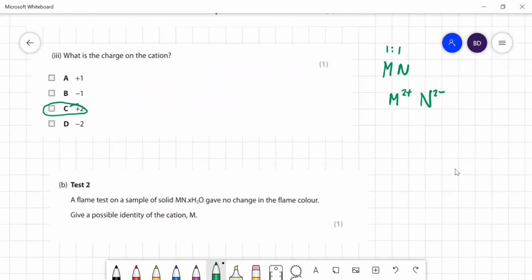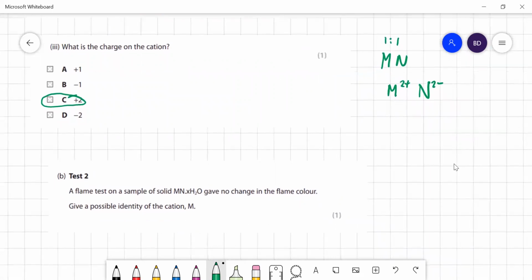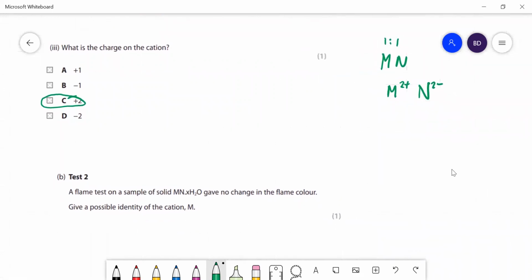Second test. A flame test gave no change in the flame color. Give a possible identity of cation M. Right, well, let's think of things which have an M2+ charge on them. Well, you've got magnesium, all the group 2s, calcium, strontium, and barium. You've also got a load of transition metals like copper and iron and so on.